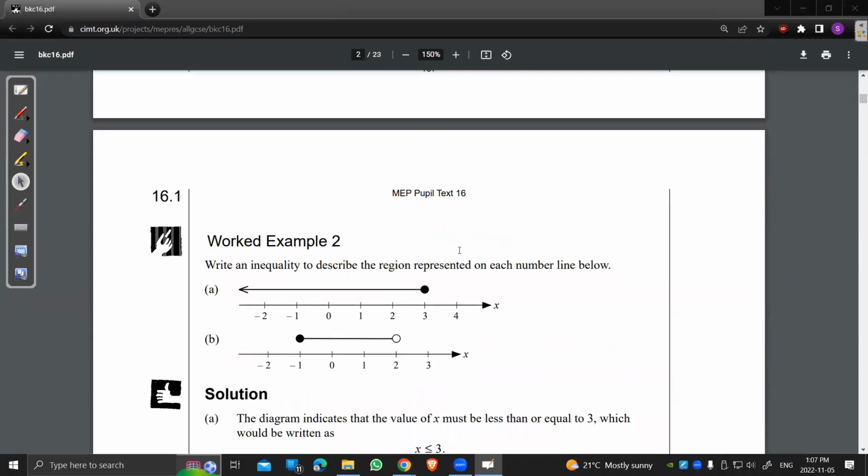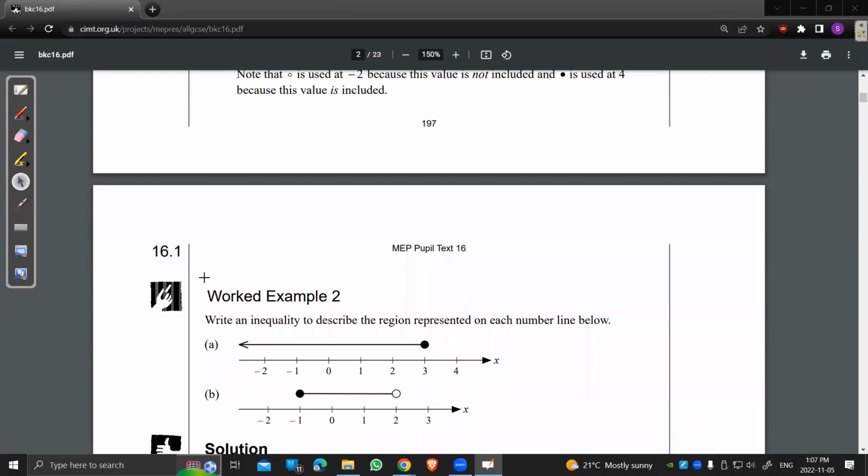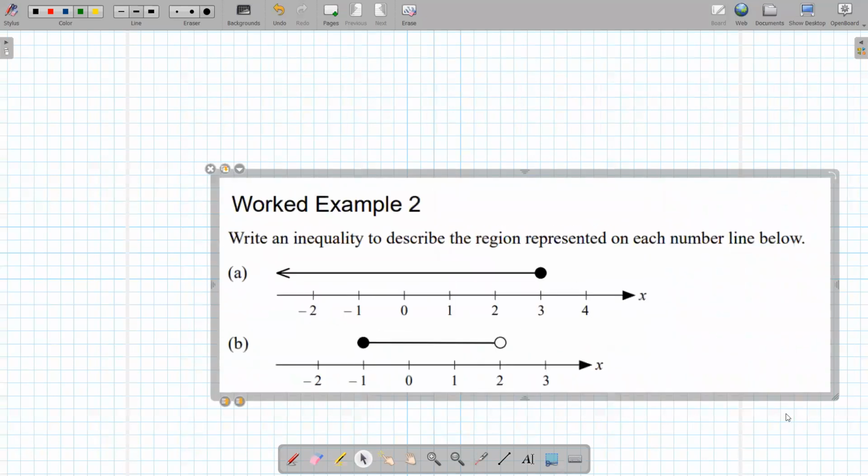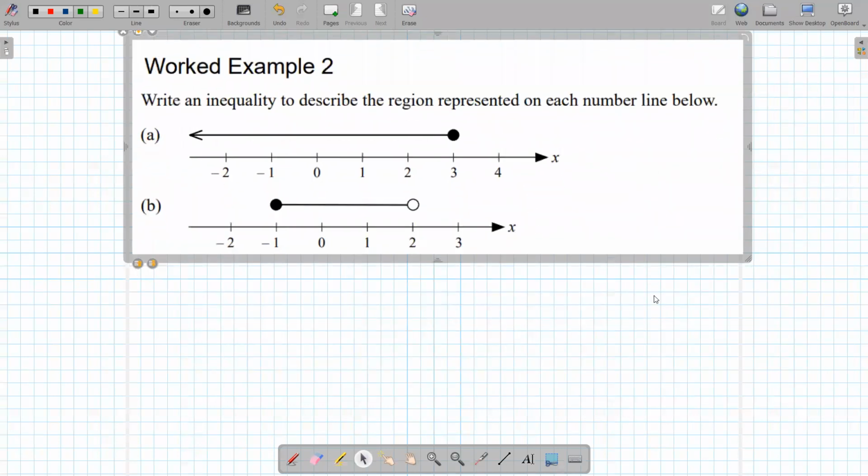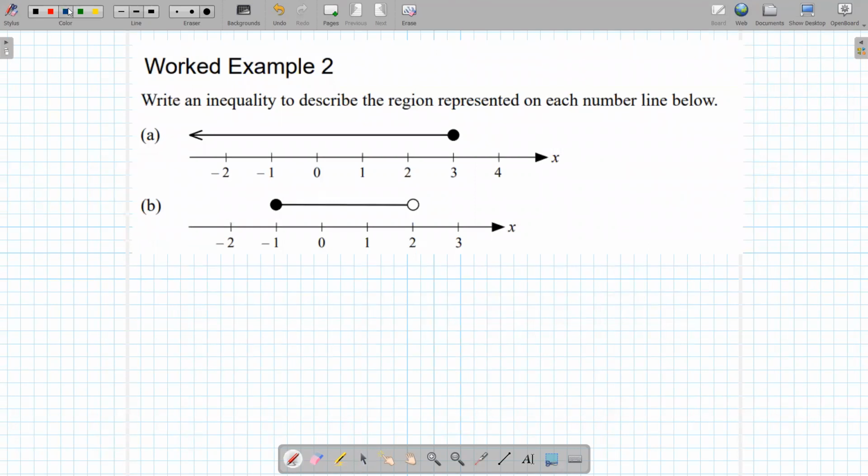Okay, now we're going to go backwards. We're going to flip this. They're going to give us a graph, and we're going to have to come up with what equation it represents. Look at A. What do you think the equation is? It's pretty simple. x is less than or equal to 3. Yeah, that's it. Less than or equal to 3.